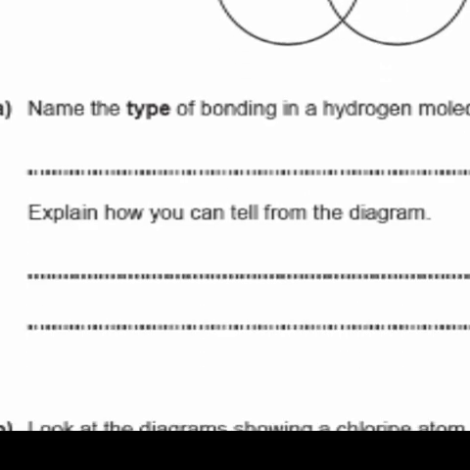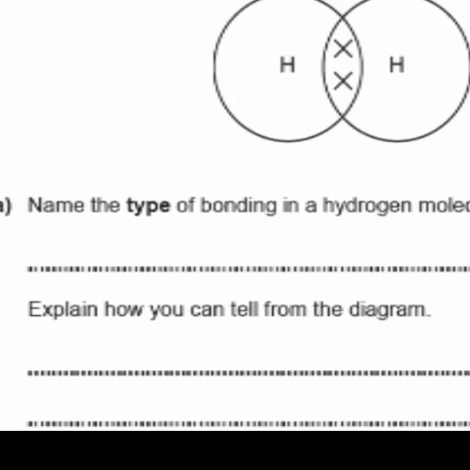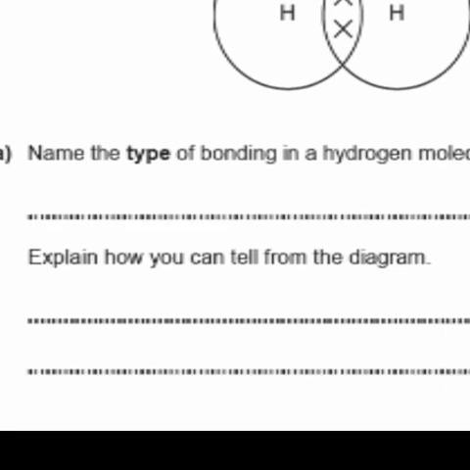The next question says, explain how you can tell from the diagram. The diagram shows that the two electrons are being shared between the two reacting atoms. The two electrons are found in the common boundary, that's the overlap between the two atoms. So those electrons are being shared, and covalent bonding involves sharing of electrons.